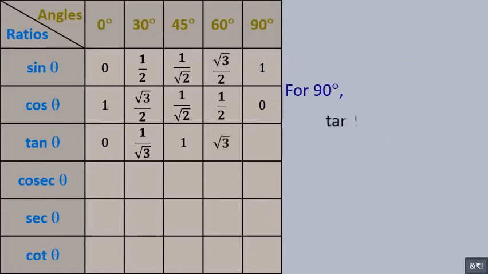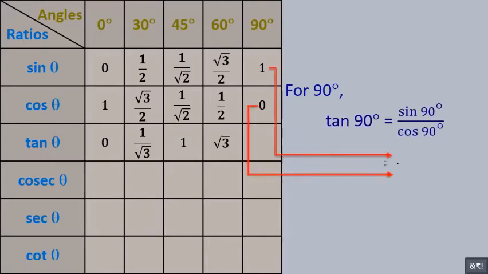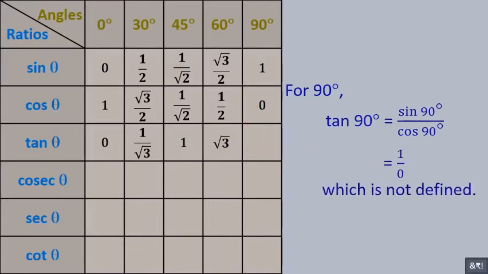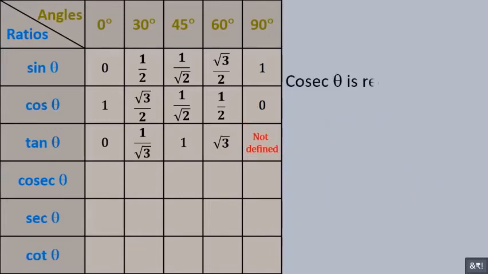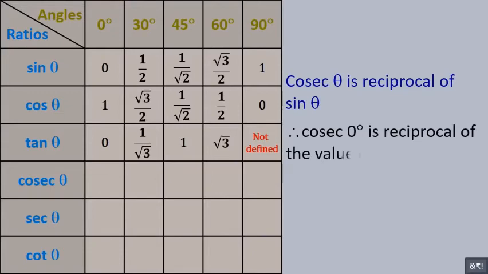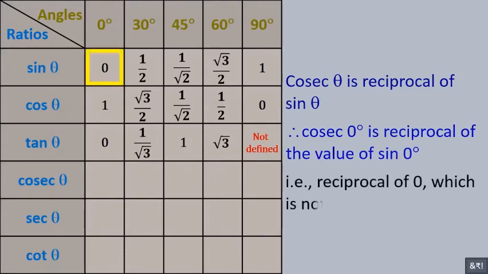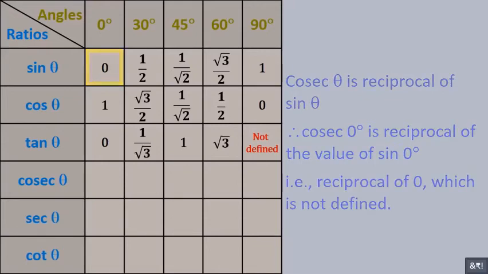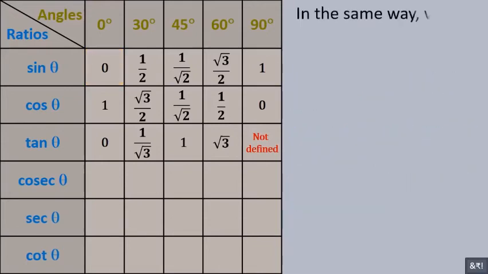For 90 degree, tan 90 equals sine 90 upon cos 90. So we have to divide 1 by 0, which is not defined because the denominator is 0. Cosec theta is just the reciprocal of sine theta. So cosec 0 is the reciprocal value of sine 0, that is reciprocal of 0, which is not defined.